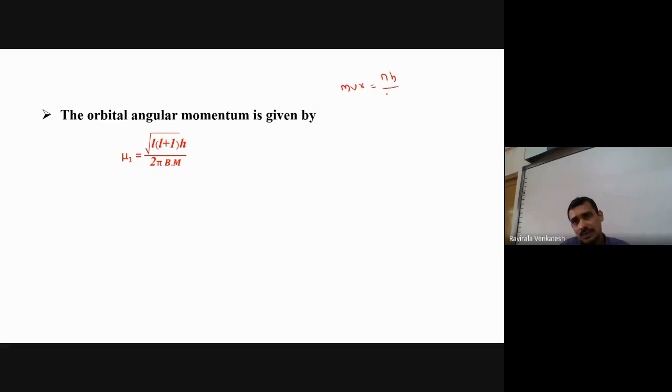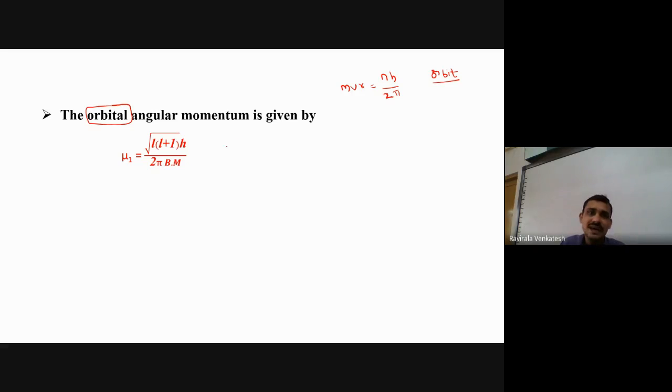NH by 2 pi. This is for the orbit actually. For the orbit, the principal quantum number is used. Now this one is what? For the orbital, just differentiate this one. Orbital is different, orbit is different. For that one, the formula will be mu is equal to root L into (L plus 1) h.